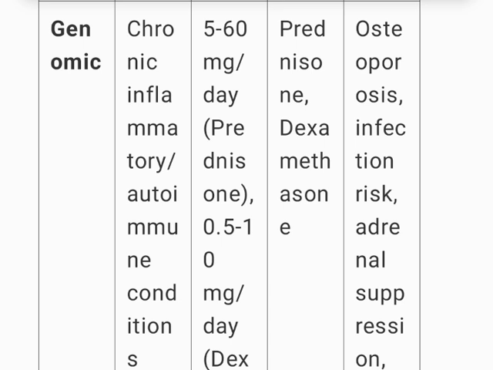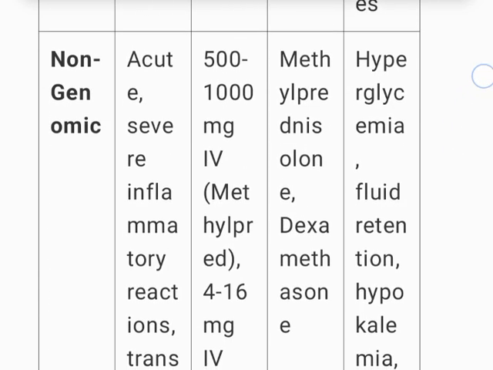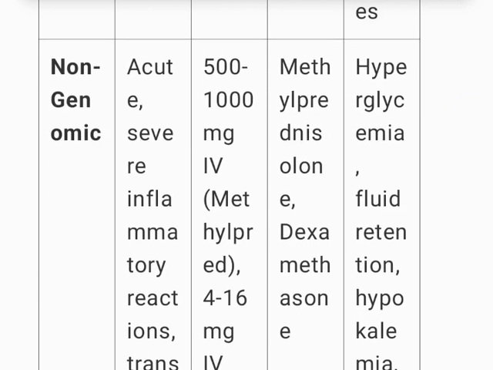Precautions: osteoporosis, infection risk, adrenal suppression, GI issues. Non-genomic: acute severe inflammatory reactions, transplant rejection, 500 to 1,000 milligrams IV methylprednisolone, 4 to 16 milligrams dexamethasone. Precautions: hyperglycemia, fluid retention, hypokalemia, rapid infection risk.